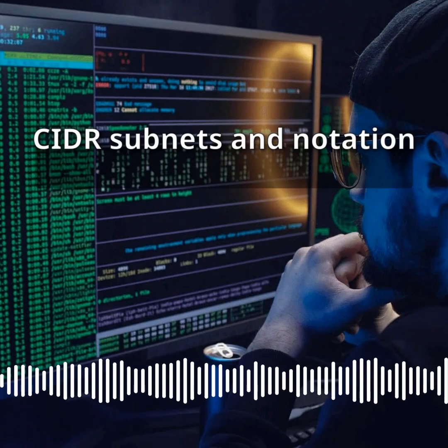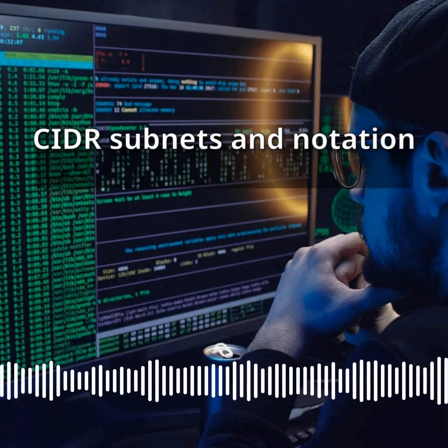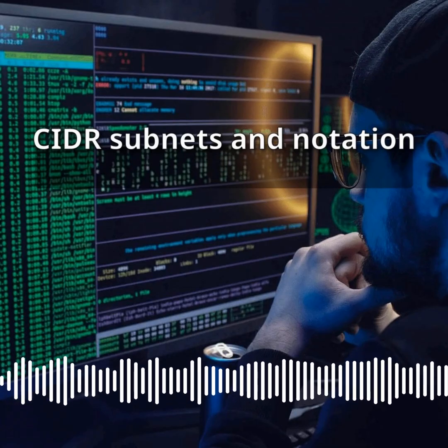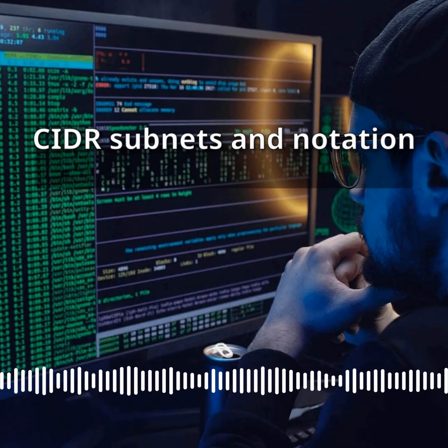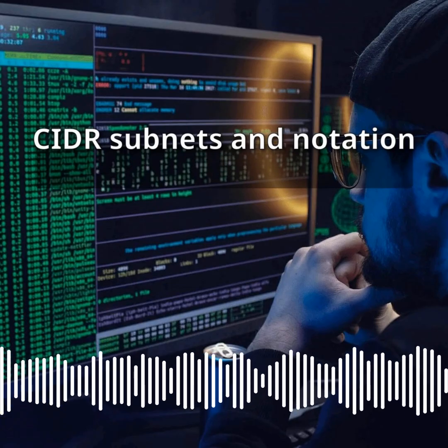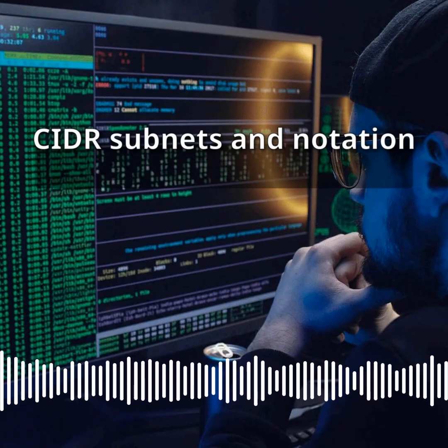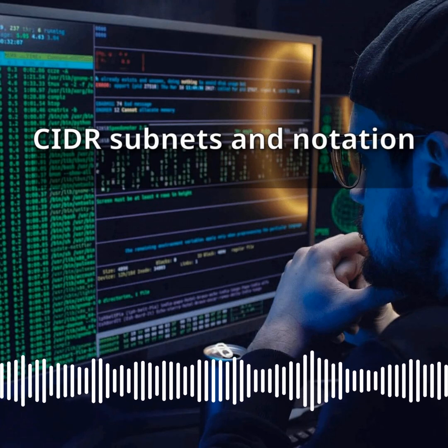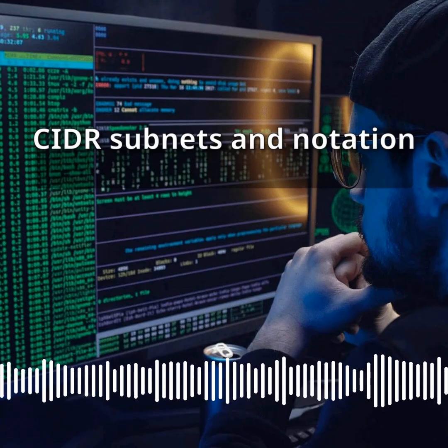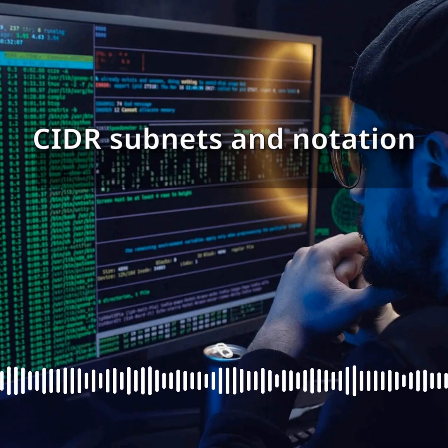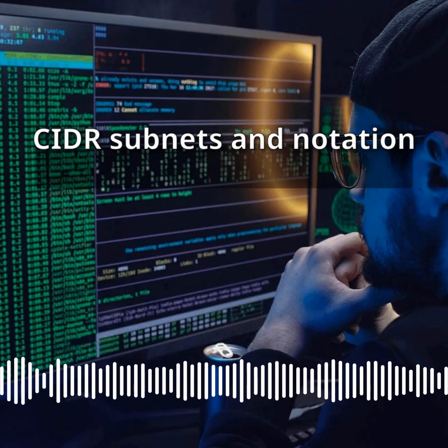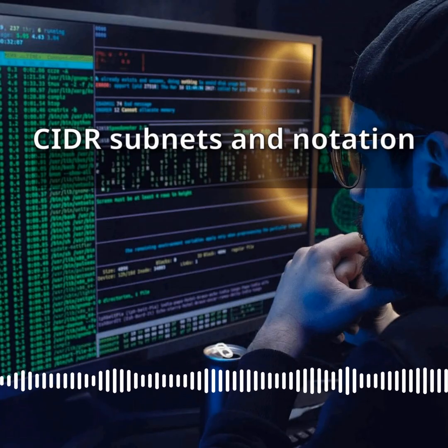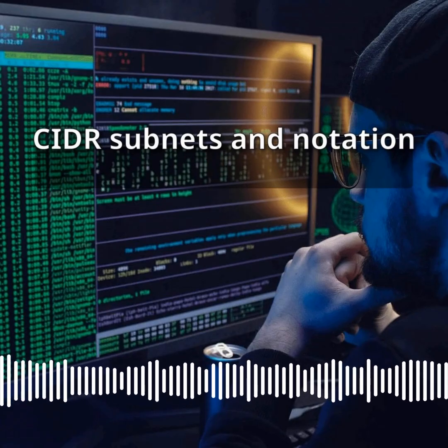Let us also look at how CIDR aggregation works, because you will encounter it when reading routing tables or firewall rules. CIDR allows multiple contiguous networks to be summarized into a single notation. For example, the four networks 192.168.0.0/24, 192.168.1.0/24, 192.168.2.0/24, and 192.168.3.0/24 can be summarized as 192.168.0.0/22. Why?